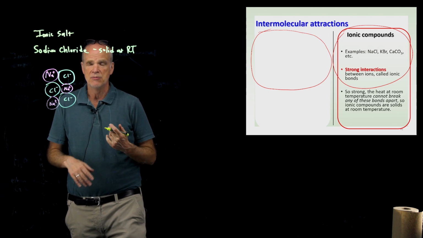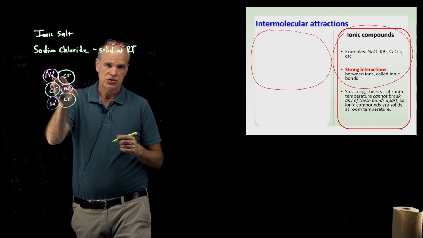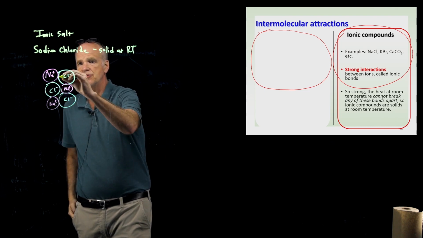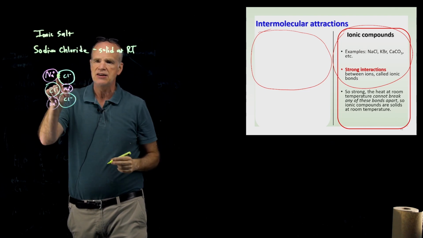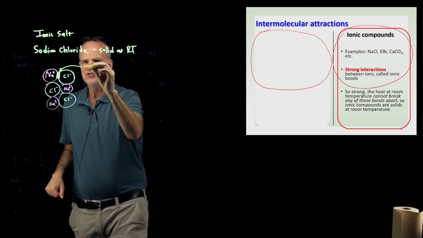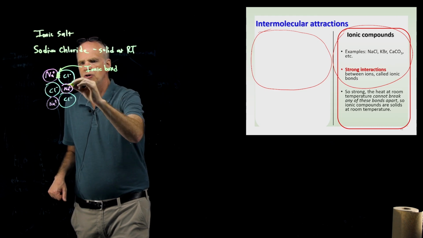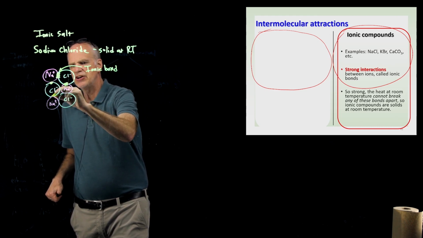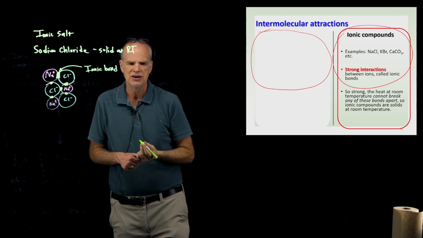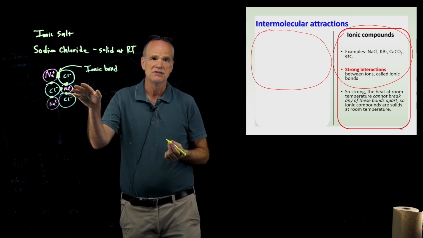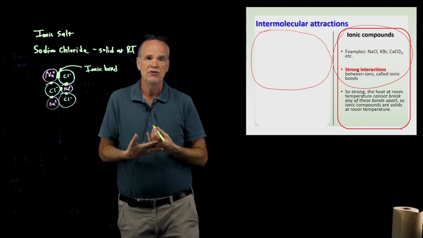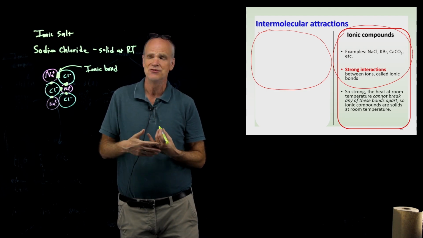Now, one of the things you might remember earlier is that there are attractions between the positive sodium ion and the negative chloride ion. And these attractions are very, very strong. To indicate the attraction, I'm just going to highlight this area between the ions here. These are called ionic bonds. Between the ions you have these ionic bonds, and the bonds are strong and they hold the ions together. And so you're going to need a lot of heat to break these strong bonds. The heat available at room temperature is not nearly enough to break these bonds.